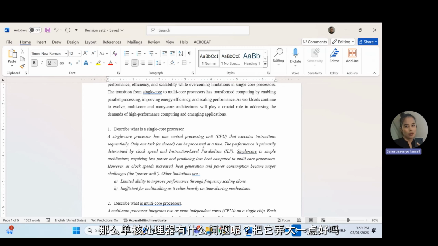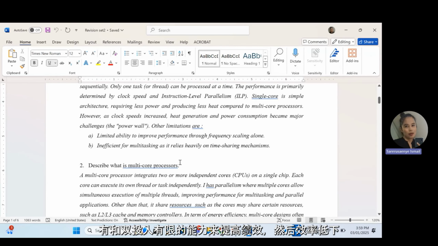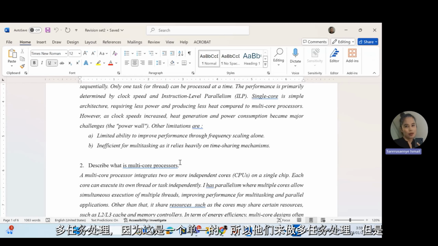And then what's the problem in the single core processor? Okay, that's A and B. I put limited ability to improve performance, and inefficient in multitasking because it's single. Okay, one by one, so it can't do multitasking. When it can't do multitasking, obviously it can't execute instructions in real time sharing. So that is the issue in the single core.